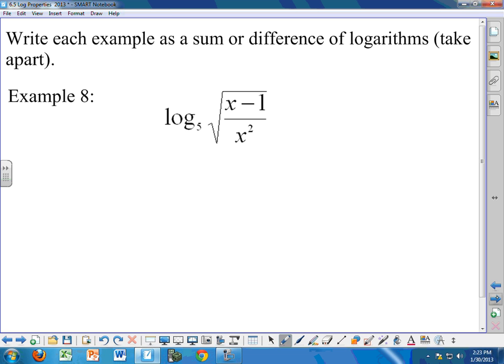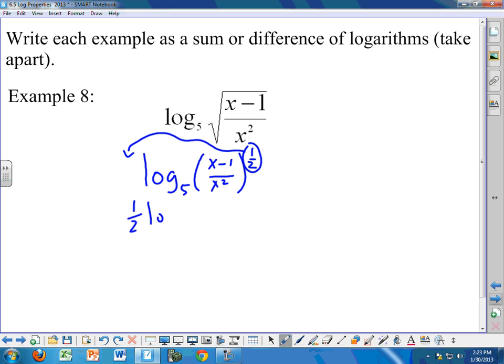The way that I might interpret this right away is to write log base 5 of x minus 1 over x squared all to the half power, because I know that that half, which is the same as the square root, will come outside. If I do that, I'm going to get half log base 5 of x minus 1 over x squared. That's ugly. Okay, there we go.